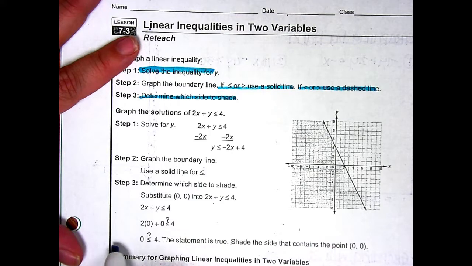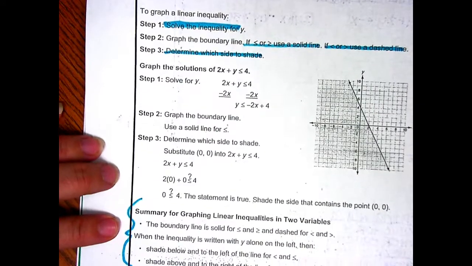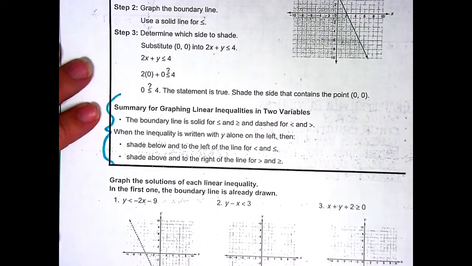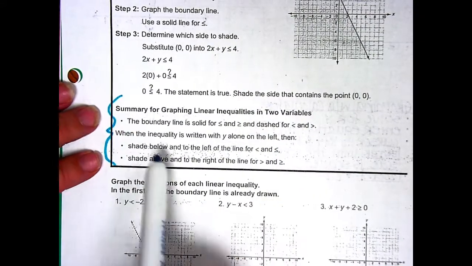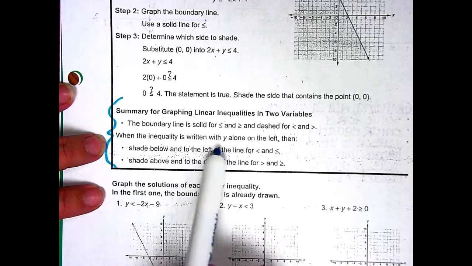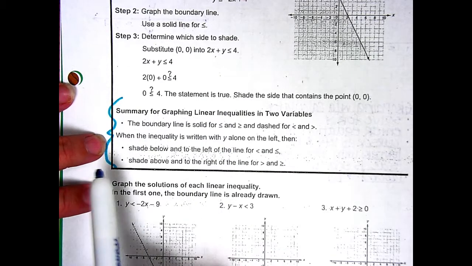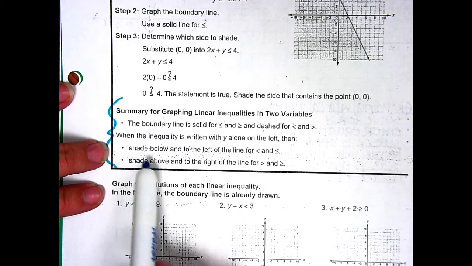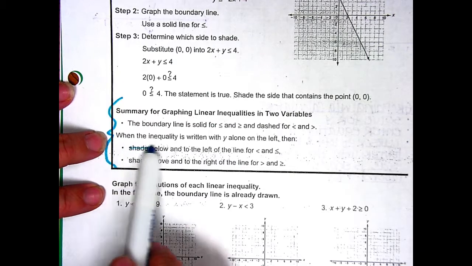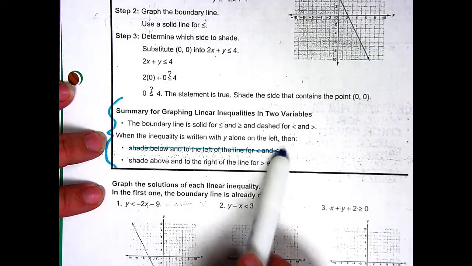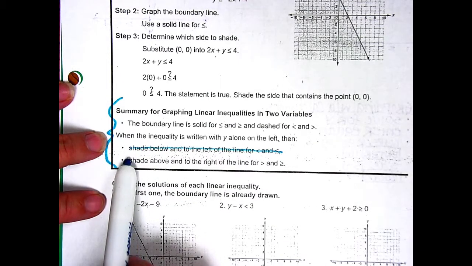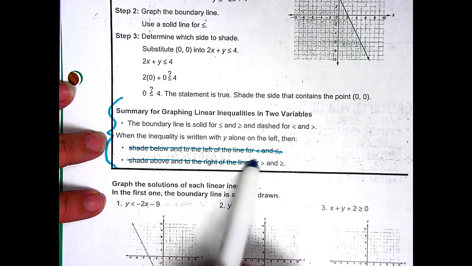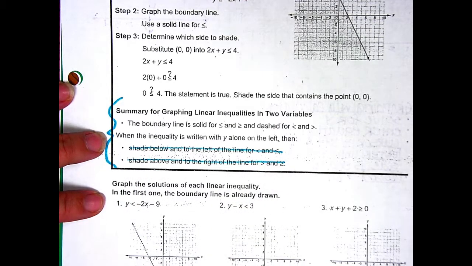Okay, there's a quick summary right here at the very bottom. It reminds you of your boundary lines. And it tells you when the inequality is written with y alone on the left-hand side, you shade below and to the left for less than and less than or equal to, and you shade above and to the right for greater than or equal to.